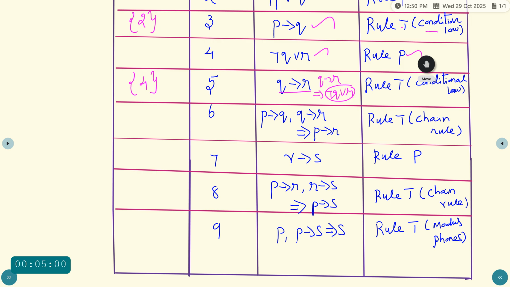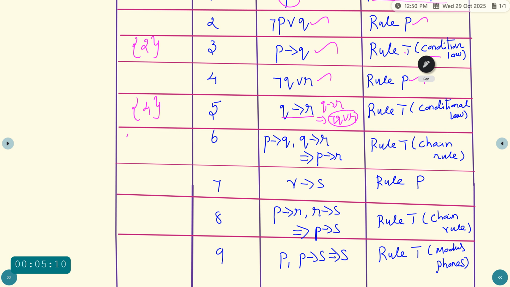Already we have the third step, P implies Q, and the fifth step, Q implies R. Joining the third and fifth, the sixth step is derived. So what is the third? P implies Q, Q implies R. This is the chain rule. What cancels? Q, Q cancel. What is remaining? P implies R. This is rule T, the chain rule.